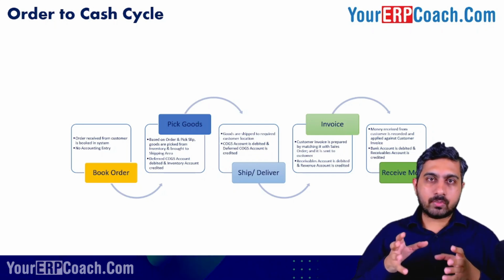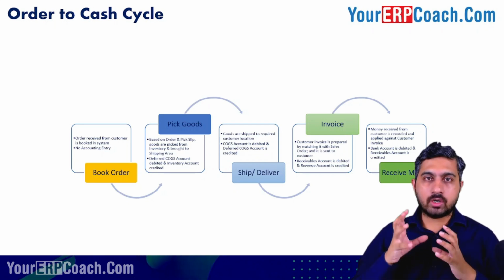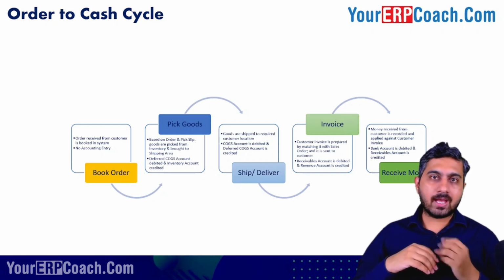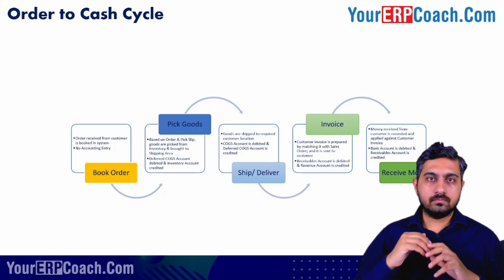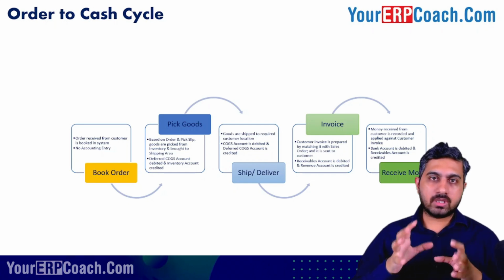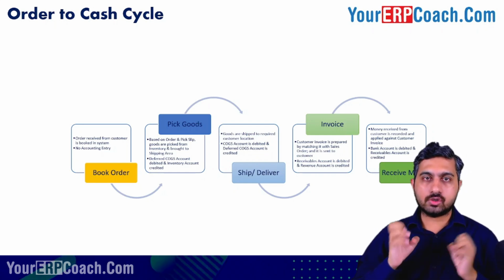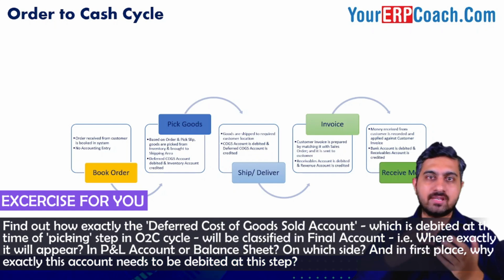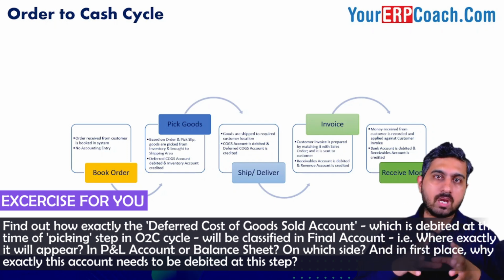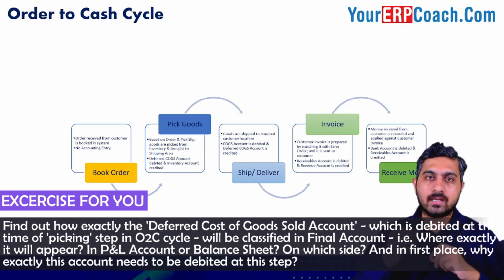Now, once that happens, the accounting entry corresponding to that movement may be created as the inventory account is credited because you are reducing your inventory. And then you may debit something called deferred COGS or deferred cost of goods sold account. Now, how exactly you are going to classify this deferred cost of goods sold account is an exercise for you. So you need to find out that in my balance sheet or in my P&L account, where exactly this deferred cost of goods sold account will appear.